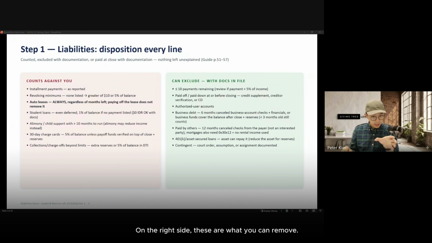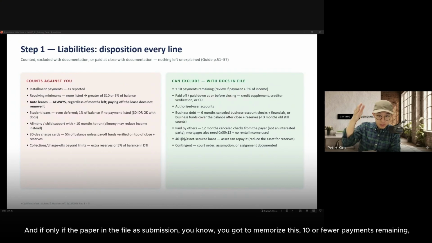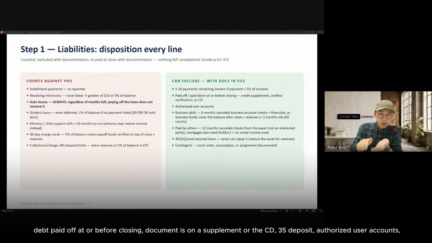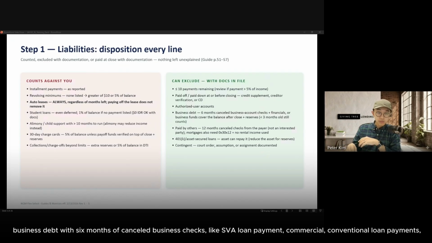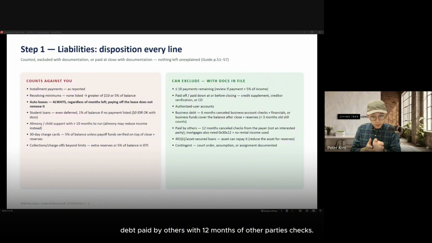On the right side, these are what you can remove, if the paper is in the file as submission. You got to memorize this. 10 or fewer payments remaining. Debt paid off at or before closing, documented on a supplement or the CD. Authorized user accounts. Business debt with 6 months of canceled business checks, like an SBA loan payment or commercial conventional loan payment. Debt paid by others with 12 months of the other party's checks.